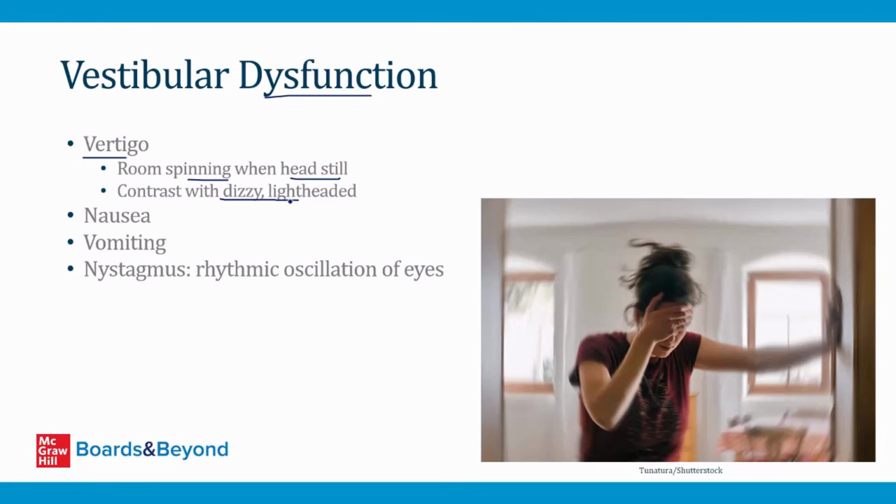And so in clinical practice, when you meet patients and they say, I'm dizzy, one of the first things you need to do is figure out, are they lightheaded, feeling like they might faint, or do they have vertigo and a sensation of the room spinning around them? Now, the vertigo often makes people nauseous, and that can also make people vomit.